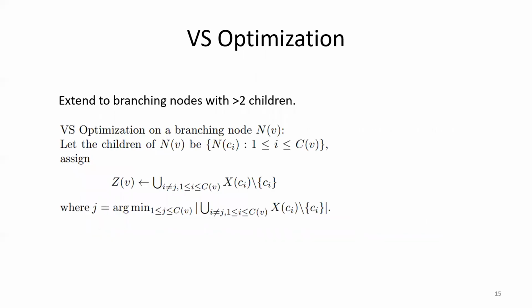But this replacement is only for a branching node with exactly 2 children. So we propose this lemma using JV to replace the vertex separator XV. The idea of VS optimization is that we can use the union of VS from all children except one.